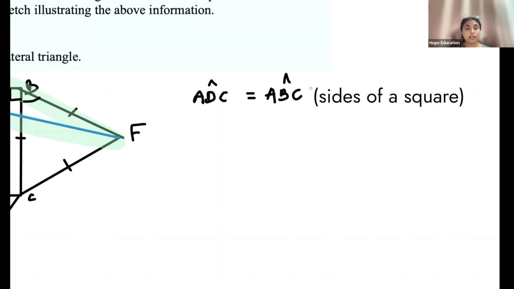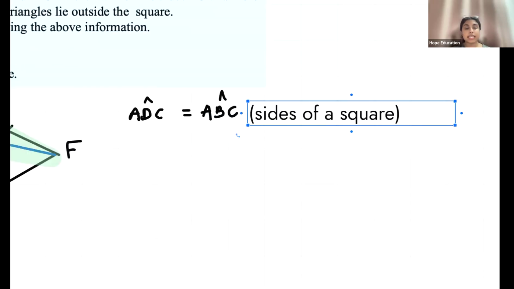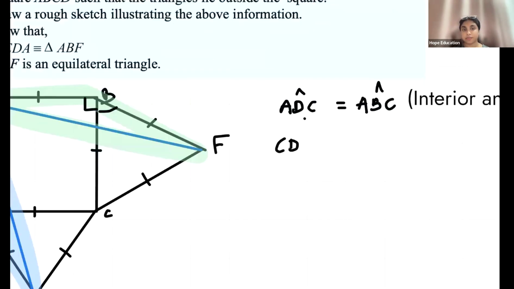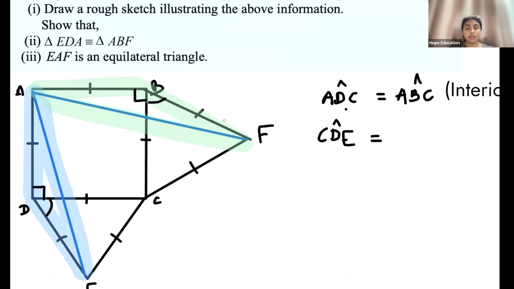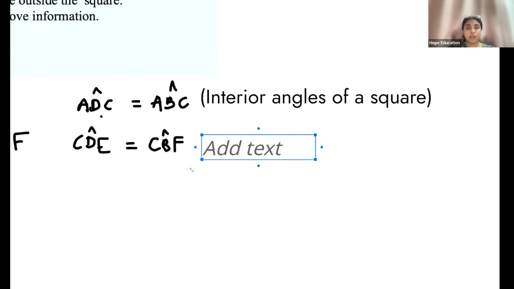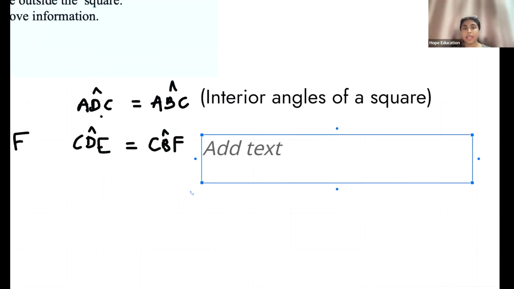Then what is my other angle? CDE equals, on this side, CBF. For that, the reason I write is interior angles of an equilateral triangle. Now, according to an axiom, we add ADC and CDE, and ABC and CBF.